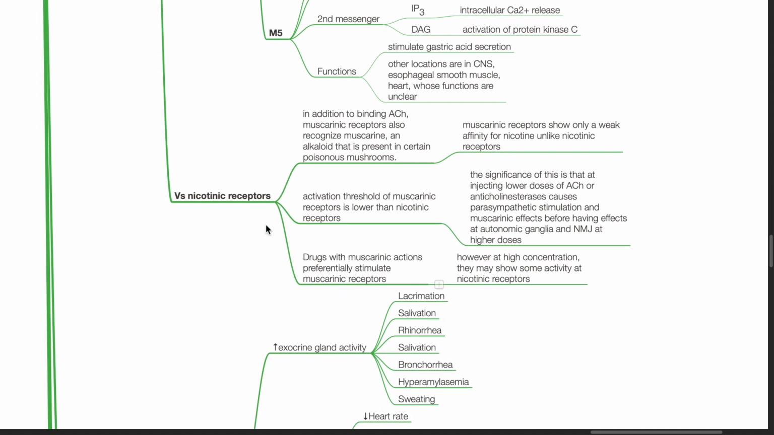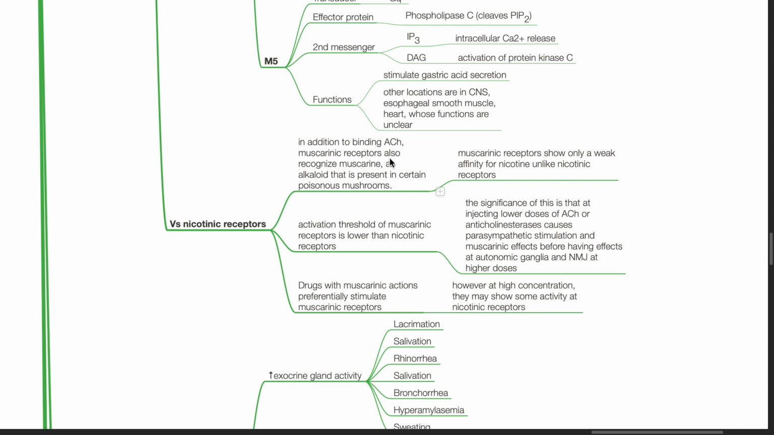Comparing muscarinic and nicotinic receptors. In addition to binding acetylcholine, muscarinic receptors also recognize muscarine, an alkaloid that is present in certain poisonous mushrooms. Muscarinic receptors show only a weak affinity for nicotine, unlike nicotinic receptors. Activation threshold of muscarinic receptors is lower than nicotinic receptors.